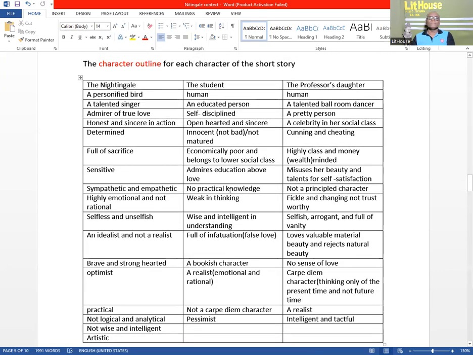How much you know. How much you know about the characters.